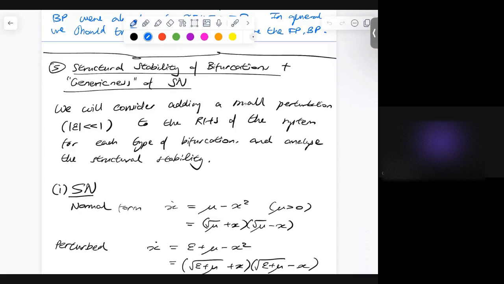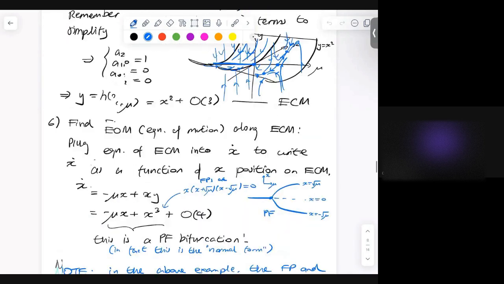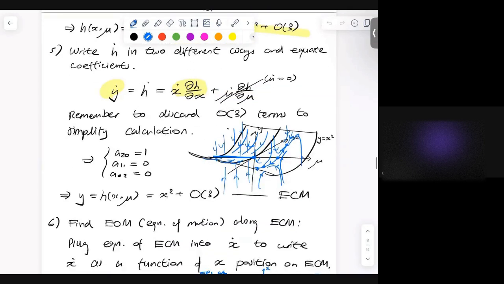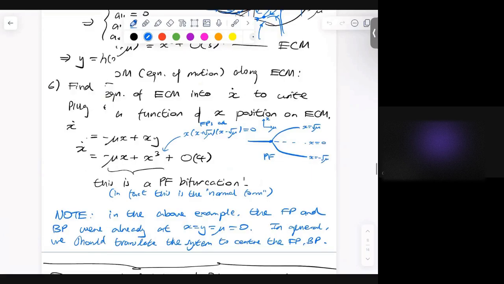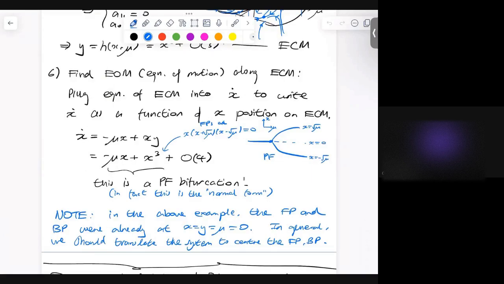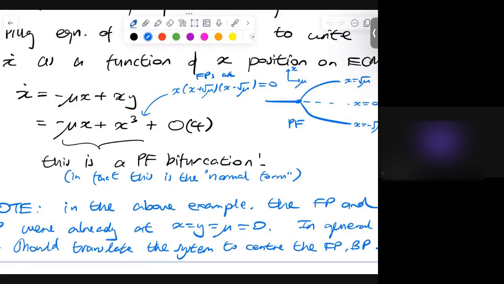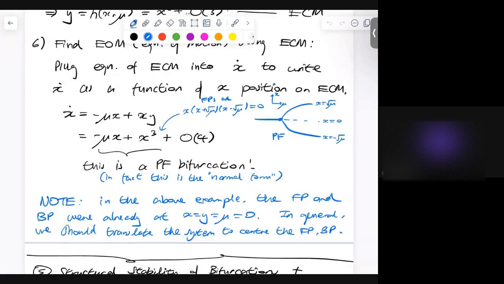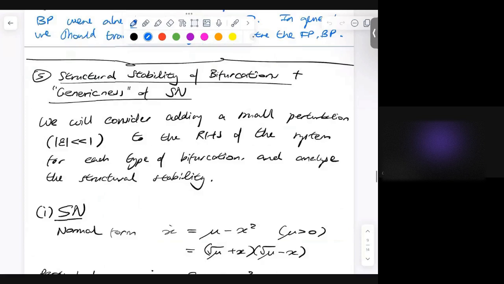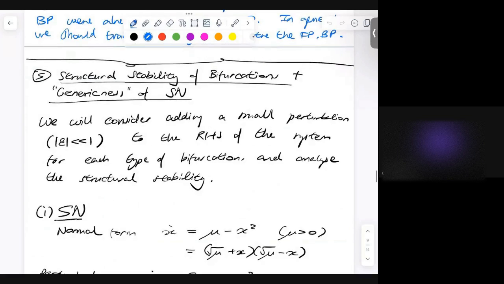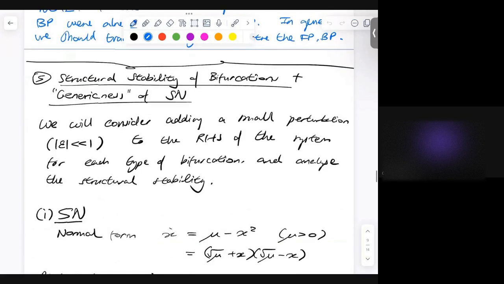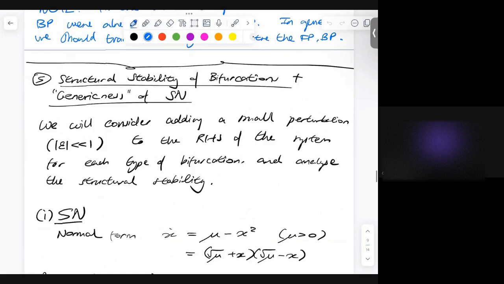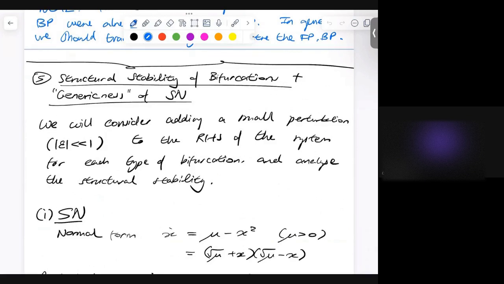Last time we began our discussion on bifurcations, and we ended with looking at how to find the extended center manifold and the equation of motion along it. So we hinted at normal forms and said that we would talk about them next time. So that's what we're going to do today. We're going to start with the structural stability of bifurcations and the genericness of the saddle node bifurcation.